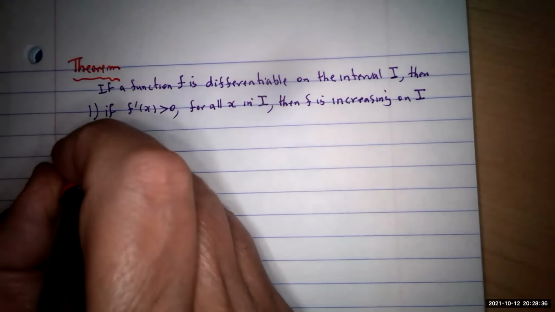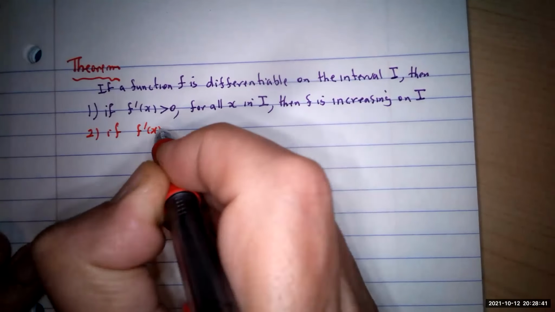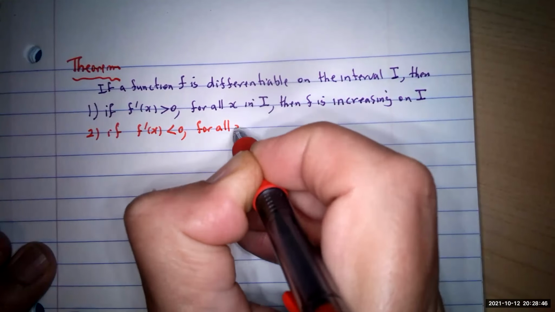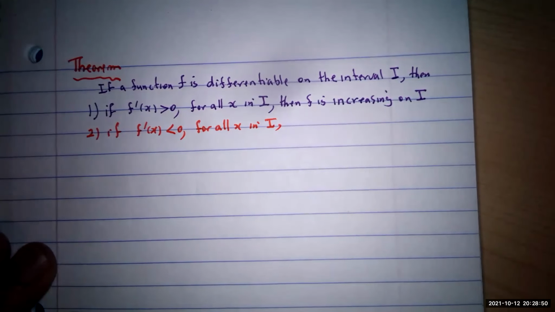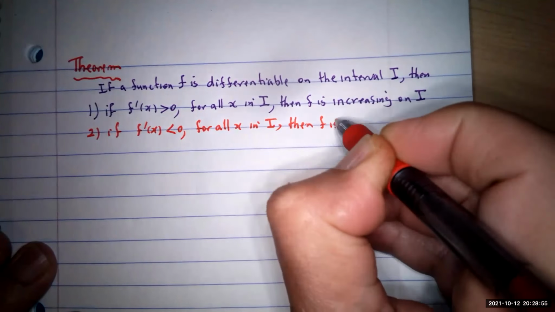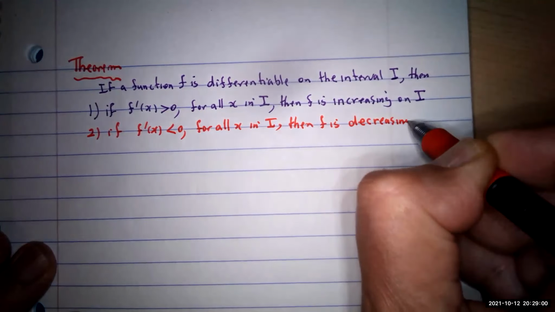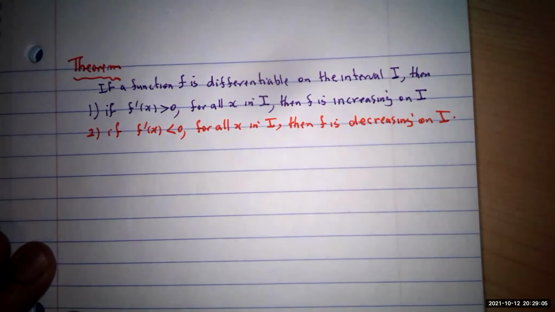Case two, if f prime of x is going to be negative for all x in I. Okay, if it's going to be negative, then f is decreasing on I. Okay, just think about this slope. Positive: up, up, up. Negative: down, down, down.